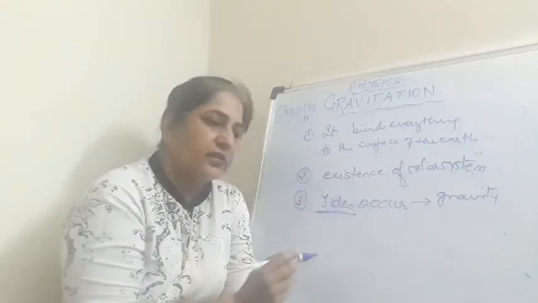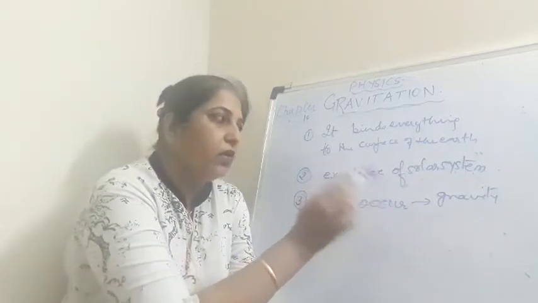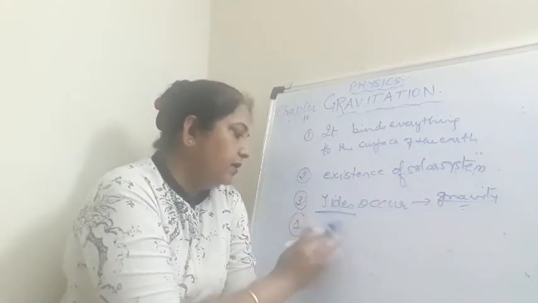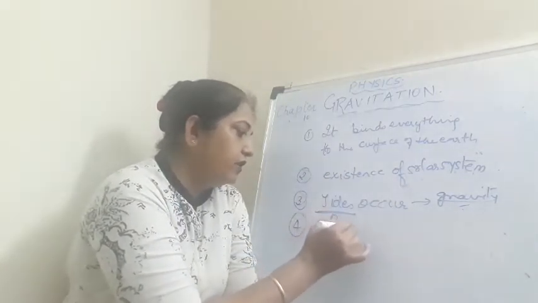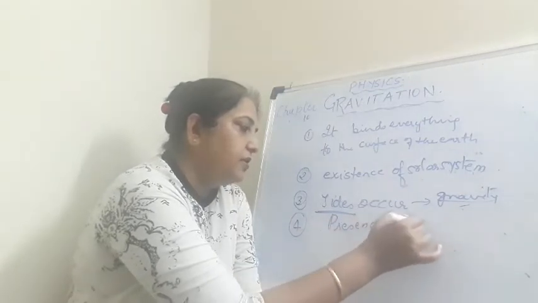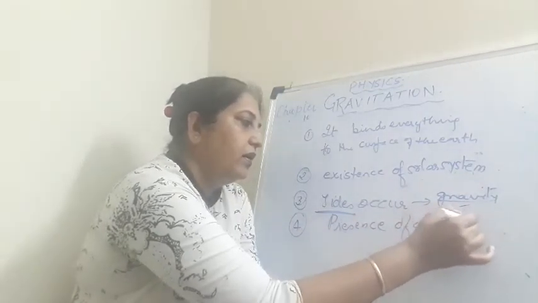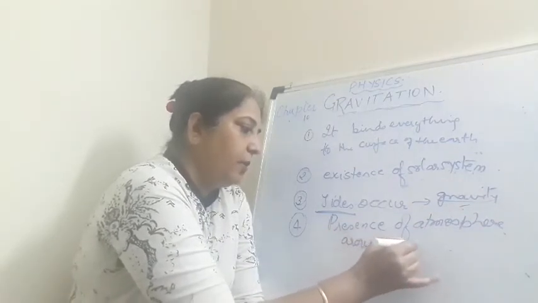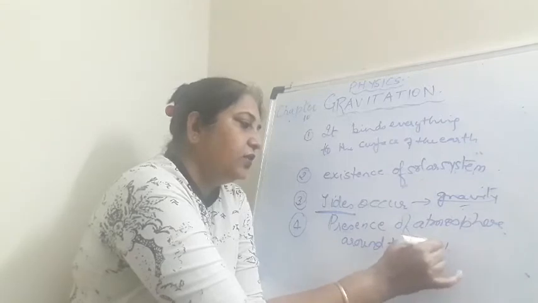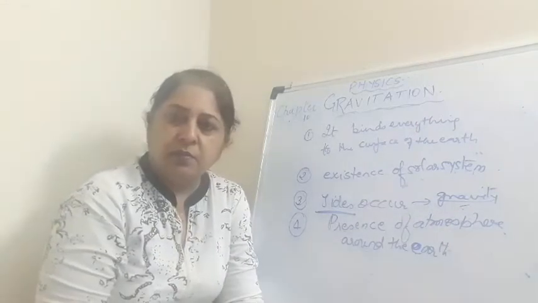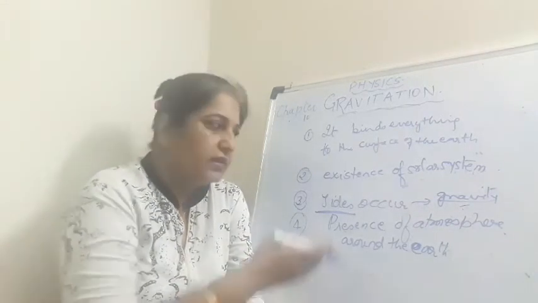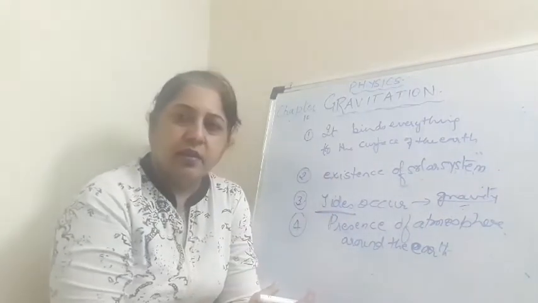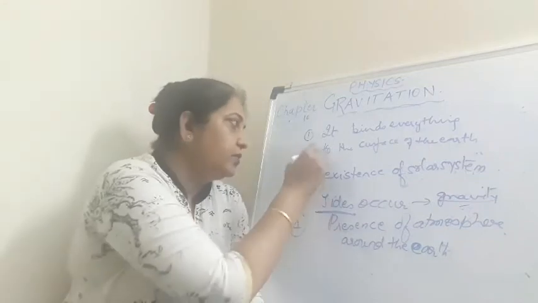So this is also one example of the importance of this law, or we can say the importance of the force of gravity. Then, presence of atmosphere around the earth. Yes, if there is no gravity on the earth, how will the atmosphere be present around the earth? So these are some examples. If you are asked to write the importance of this law, you can write these points.